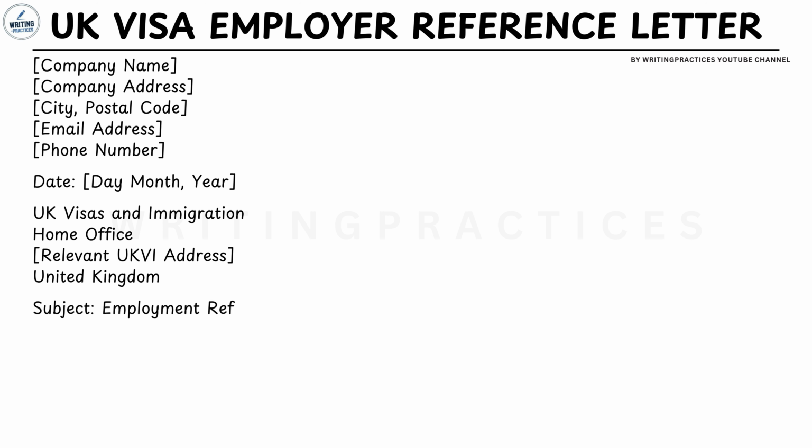Subject line. The subject line should clearly state the purpose of the letter. Example: subject, employment reference letter for employee's full name. This makes it immediately clear that the letter is an employment reference for a visa application. Including the employee's full name helps UKVI quickly identify the applicant's file.